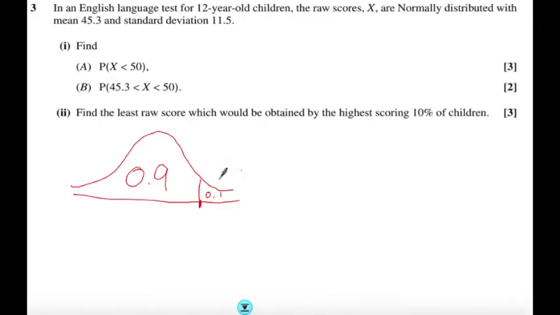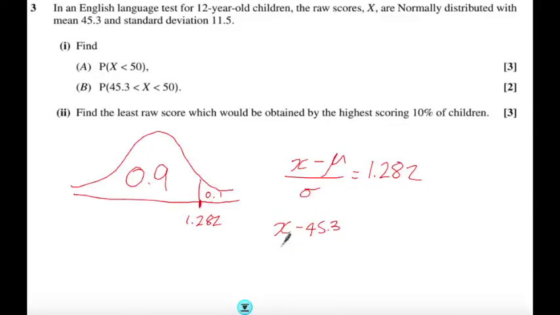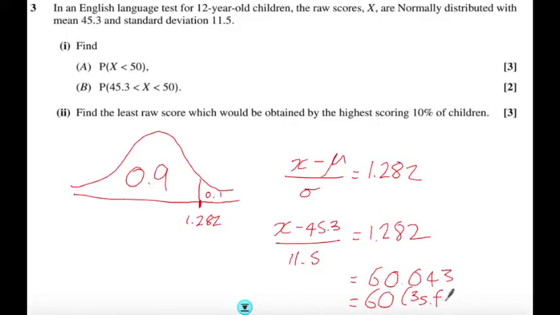So in other words, x minus mu over sigma has to equal 1.282. So if we sub in our numbers, so x minus 45.3 over 11.5 is 1.282. So 1.282 times 11.5, add 45.3 is 60.043. So let's say it's 60 to 3 significant figures.